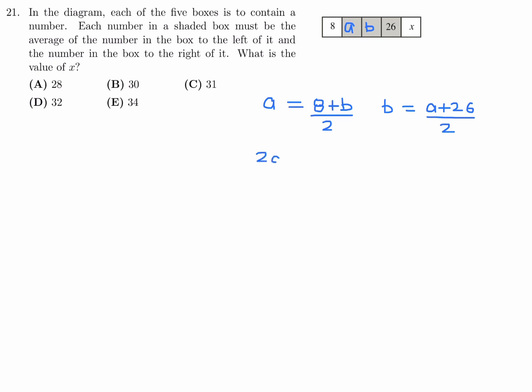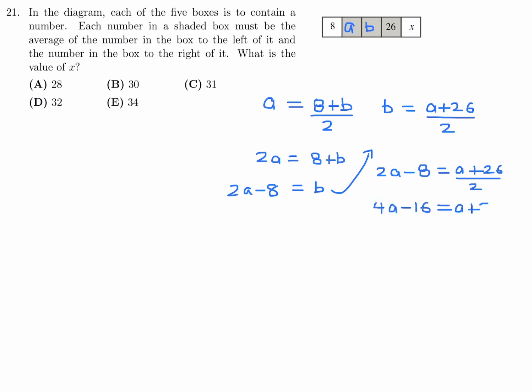So this one gives me 2A is equal to 8 plus B, and therefore B is equal to 2A minus 8. I can sub that into there, and that gives me 2A minus 8 is equal to (A plus 26) over 2. Cross multiply by 2 and you get 4A minus 16 is equal to A plus 26. And therefore 3A is equal to 42, and therefore A is equal to 14.